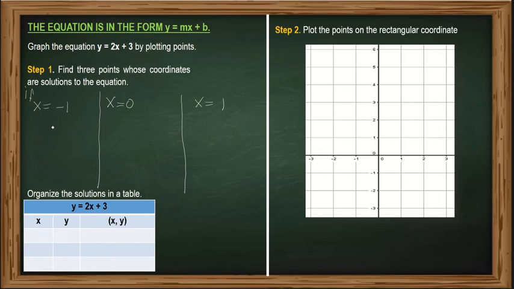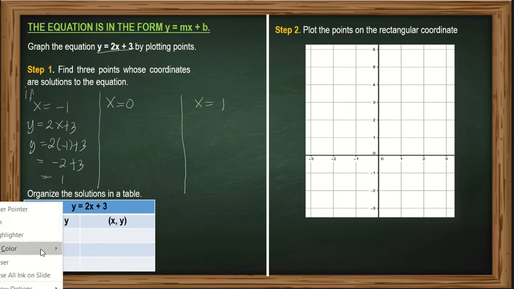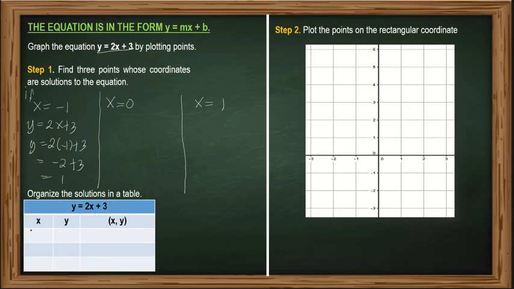Let us solve. If you are not an expert in the substitution process, then rewrite the equation. Y is equal to 2x plus 3. So, you have y is equal to, substitute the value of x. Our x is negative 1, so 2 times negative 1 is negative 2, plus 3, it is positive 1. So, the first point has coordinates negative 1, positive 1.